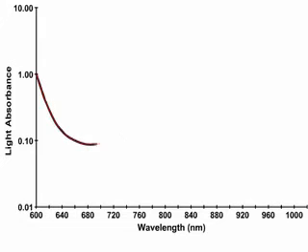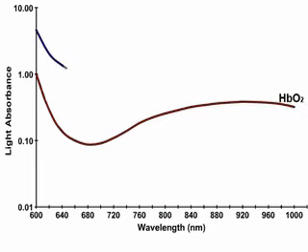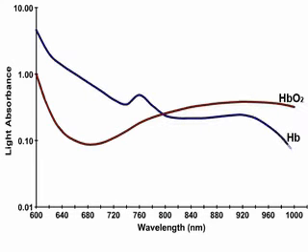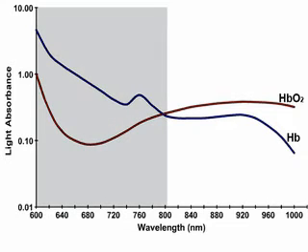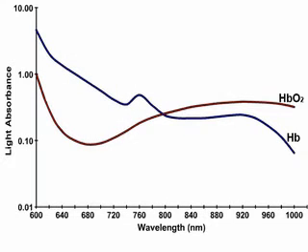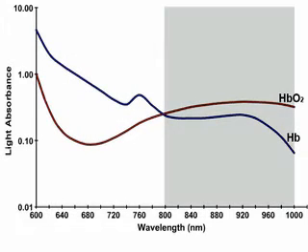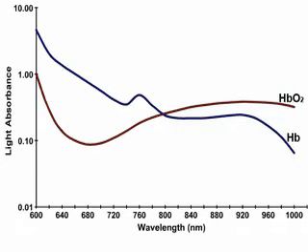Pulse oximeters function on the principle that oxygenated and deoxygenated hemoglobin absorb red and infrared light differently. The light absorption of deoxyhemoglobin is greater at wavelengths of 600 to 800 nanometers, while the light absorption of oxyhemoglobin is greater at wavelengths of 800 to 1000 nanometers.